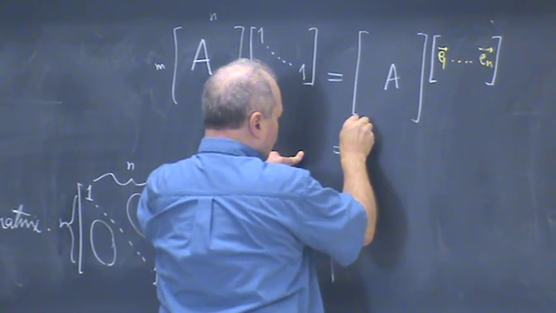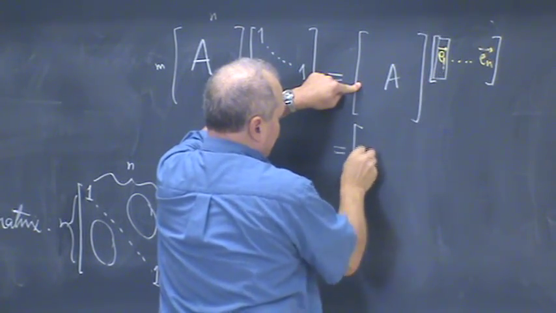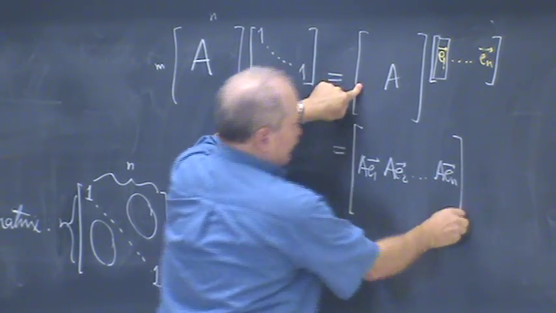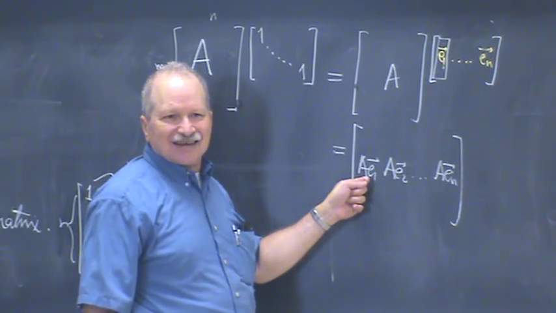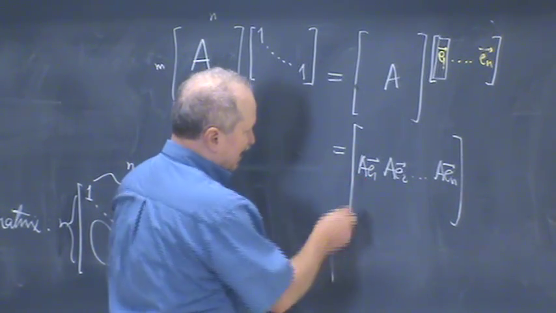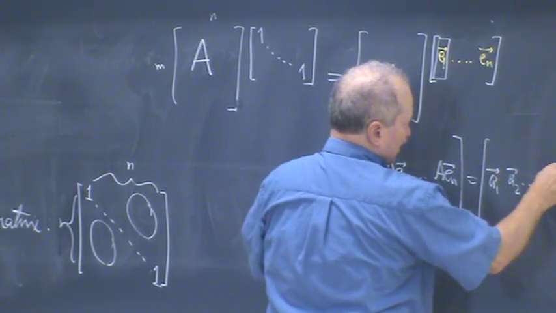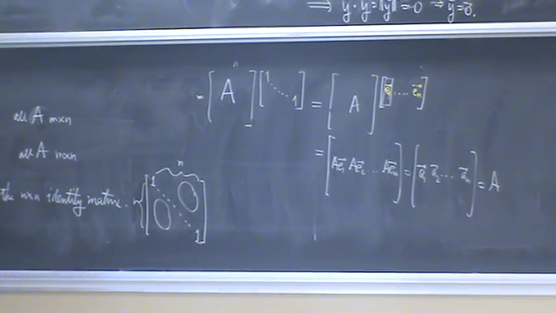I get the answer that has A times E1 in its first column, A times E2 in its second column, up to A times En in its last column. But what is this? 1 times the first column of A, 1 times the second column of A. This is the first column of A. This is the second column of A. Up to the end. So you get A back. And you can similarly think about doing it with the m by m version in front, and you'll get the same thing with rows, and you'll get the m rows of A back.